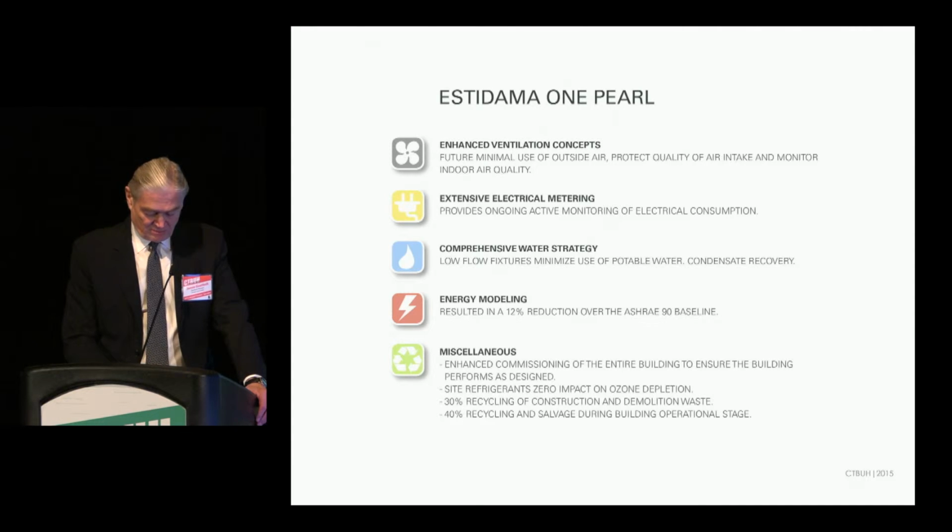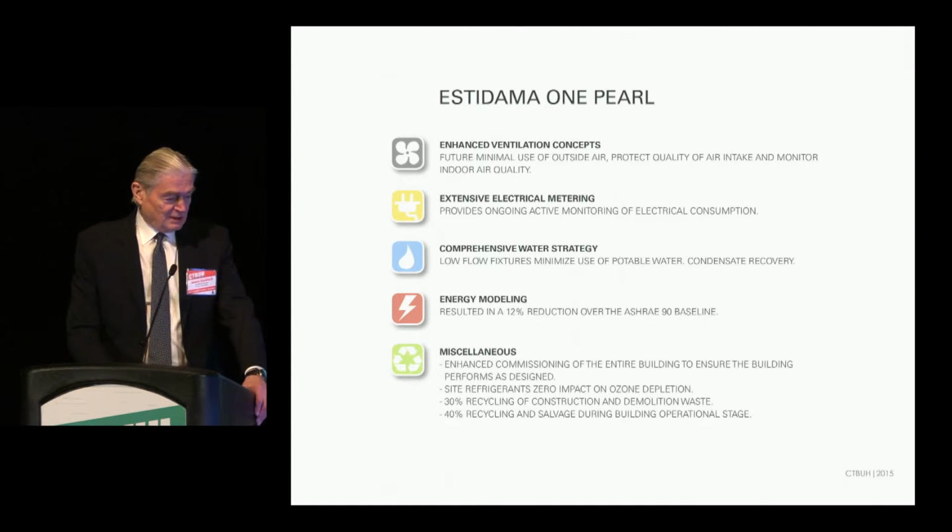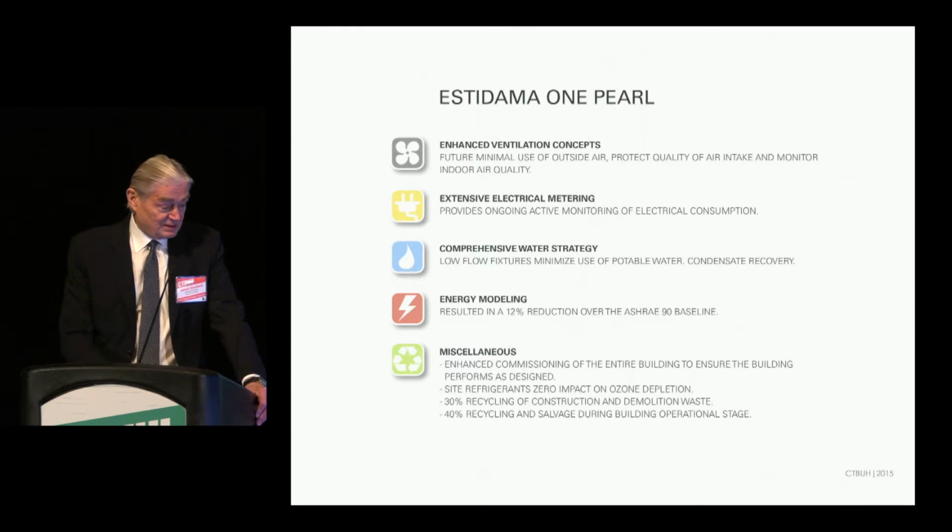The strategies are all pretty similar to what you could expect. One of the things that's particularly important when you saw that sandstorm is the idea of being able to have minimal use of outside air to protect the air intakes and so forth. There's extensive metering to make sure that the electrical energy consumption is as designed. The energy modeling was also designed, in spite of it being an all-glass building, to have the 12% reduction over the ASHRAE 90. And there are a bunch of miscellaneous other strategies, including recycling and enhanced commissioning and so forth.